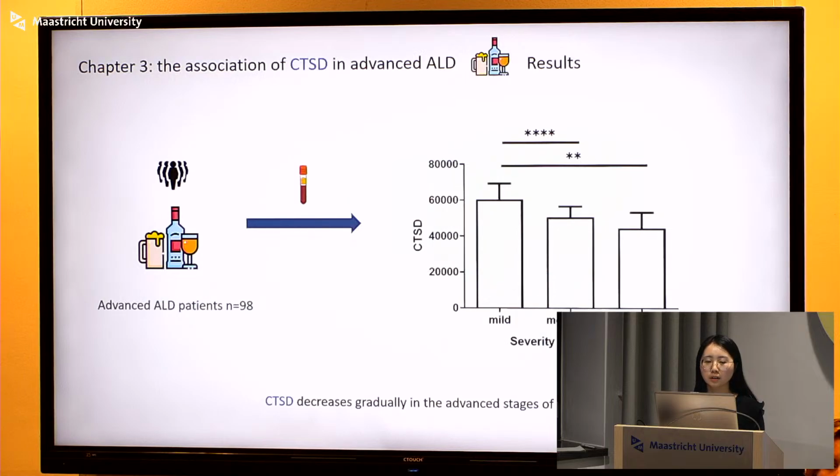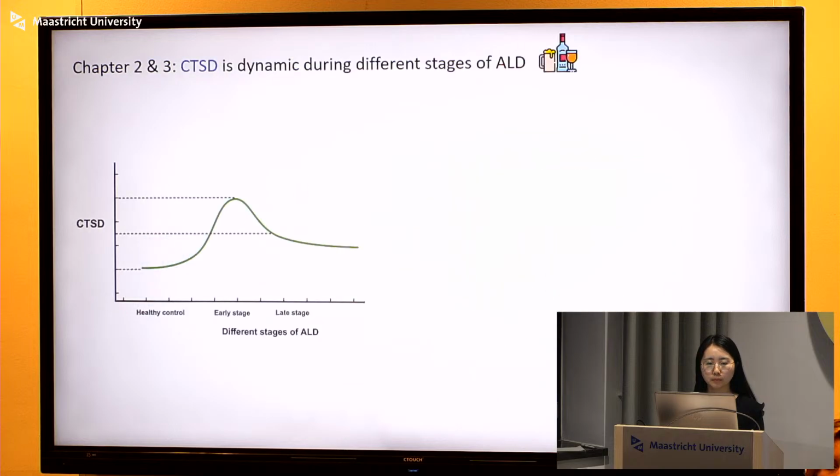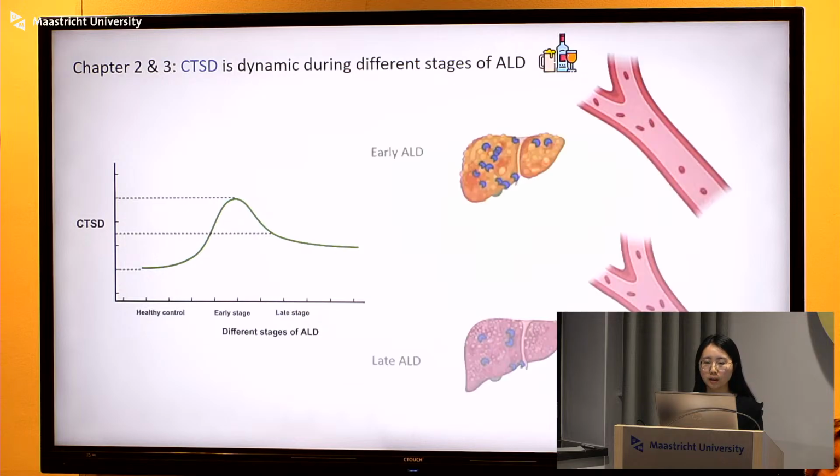In conclusion, cathepsin D decreased gradually in the advanced stages of ALD. As the previous two studies showed that cathepsin D increased during early stages, yet surprisingly, it decreased in the late stages of ALD. This could be explained by the presence of extreme liver damage in the late stages, which results in less viable liver cells, and then less secretion of lysosomal enzymes, including cathepsin D, compared to early stages.